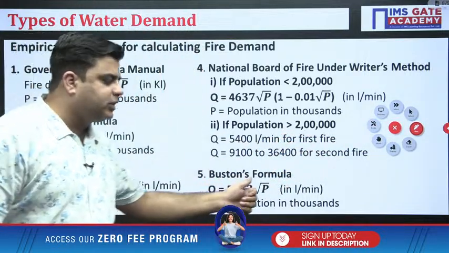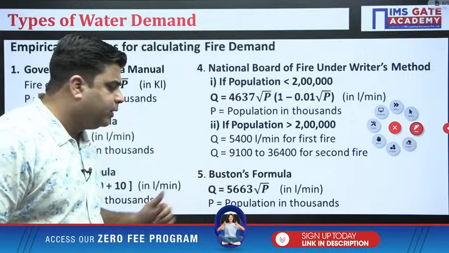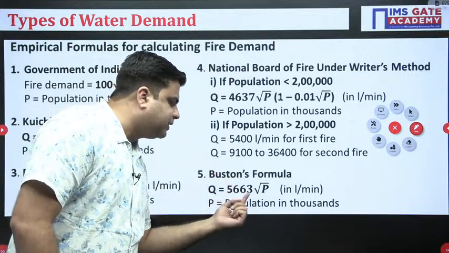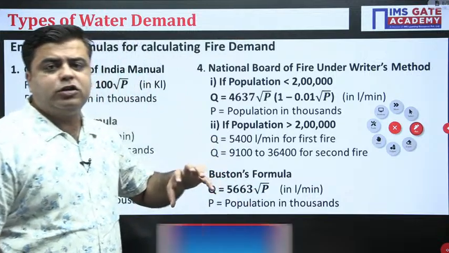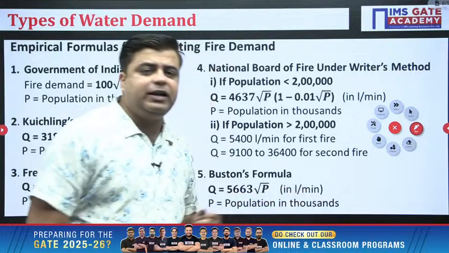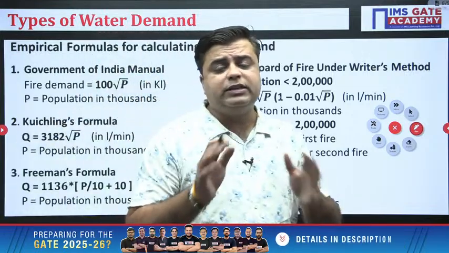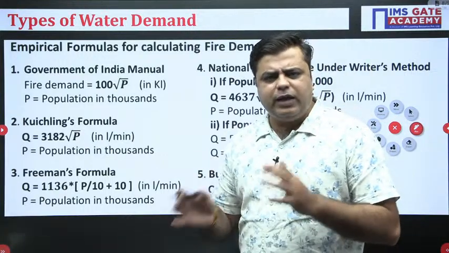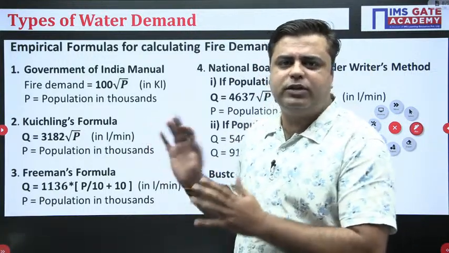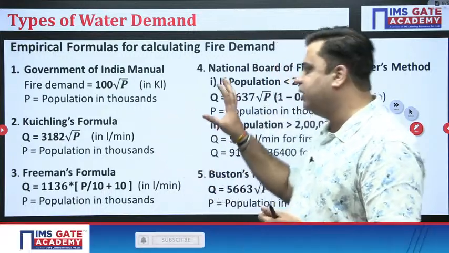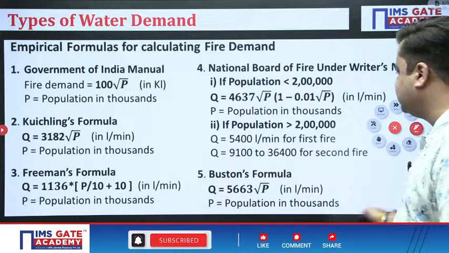Next is Boston's formula for calculating fire demand, where as per Boston's formula, fire demand Q is equal to 5663 root P, and here also P is the population of the community in thousands and fire demand is calculated in liters per minute. So these are all the empirical relations for calculating the fire demand. Till now, we haven't seen any question from this segment, but there are chances that you may get an easy question from this segment. So remember all these empirical relations for fire demand.